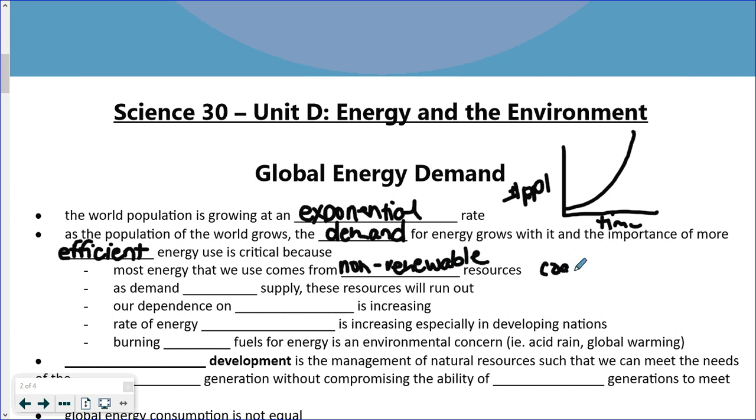So coal, other petroleum products, natural gas, oil, etc. Those are non-renewable resources, as demand exceeds the supply. So once we're asking for more than we actually have, these resources will run out. If you're using it at a greater rate than can be maintained, eventually the resources are going to run out.